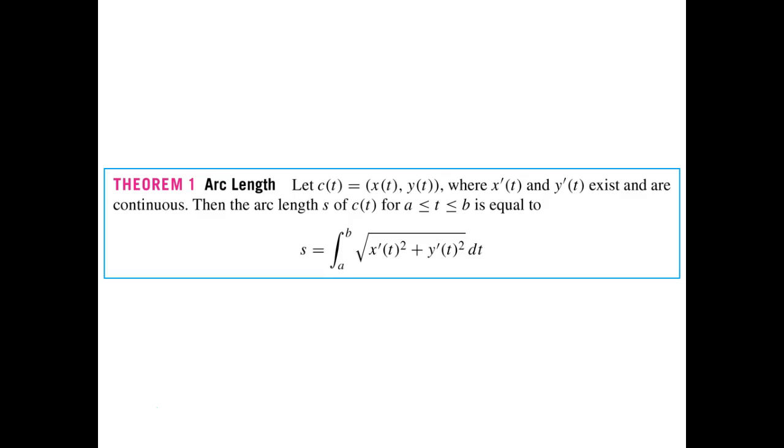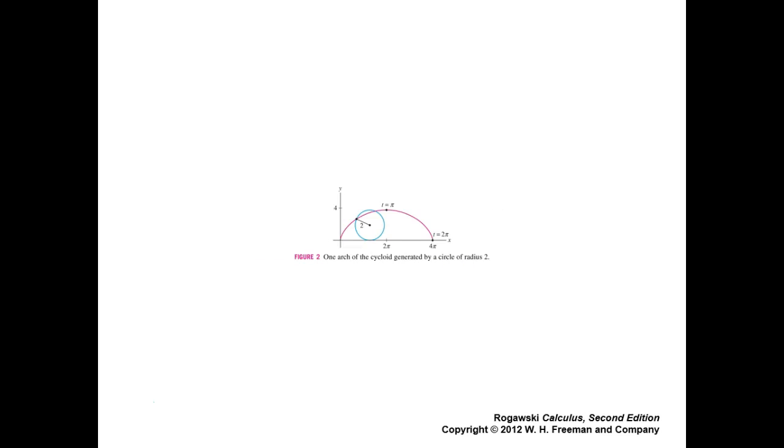That's the arc length formula. And it comes from the Pythagorean theorem and an extension of that, you might say. All right, I think we're ready now for example 1.